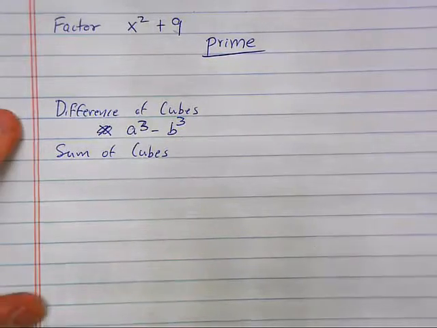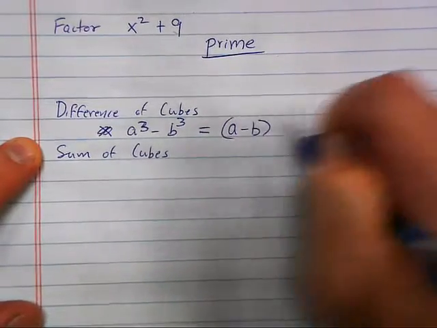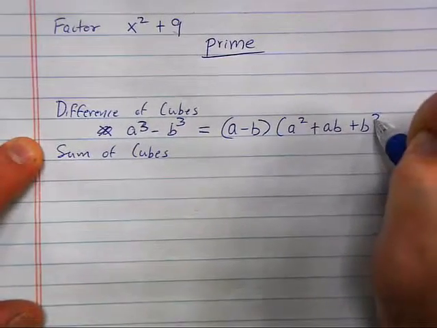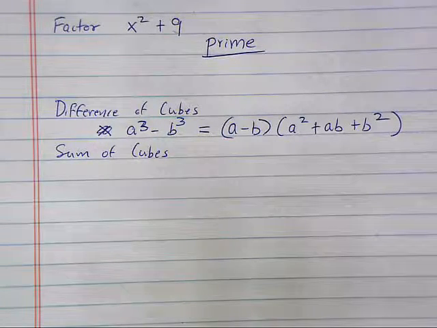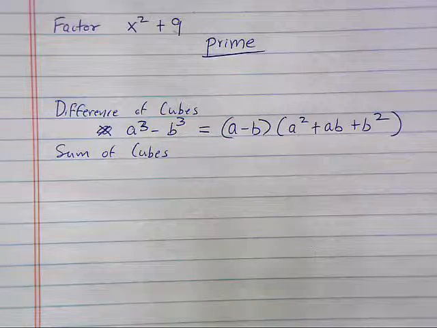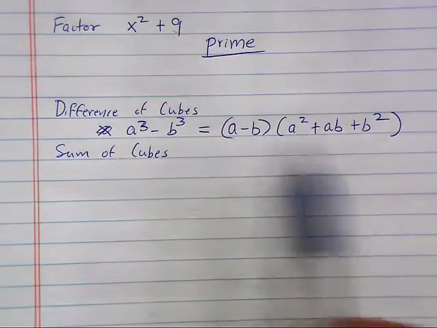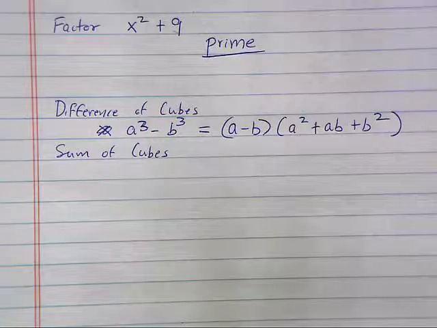And the way this is going to factor, this is going to be a minus b, a squared plus ab plus b squared. So you can either just trust me that that's right, or if you don't believe me, what you can do is take a minus b and distribute it through and see that you do get a cubed minus b cubed. Those are your two choices. You can either believe me, or you can go ahead and try it and make sure I'm not lying to you. Pretty sure I'm not lying to you.